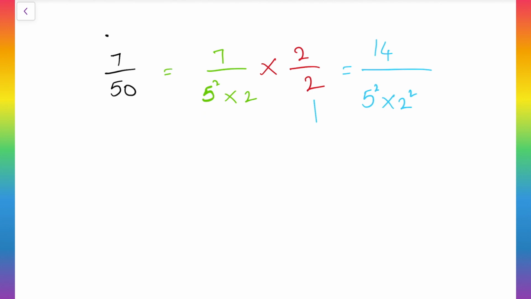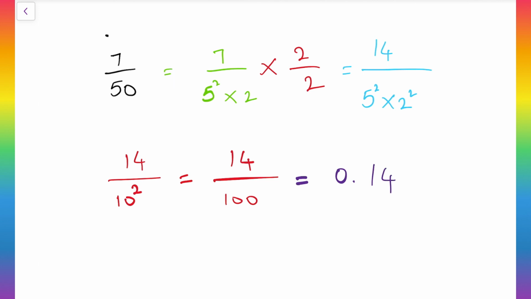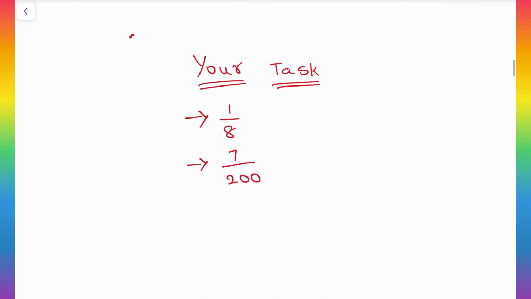So if we simplify this, 14 divided by 5 square into 2 square, it is 10 square. That is 14 by 10 square. 10 tens are 100. What is the value of 14 divided by 100? It is 0.14. Now find out the decimal for these two numbers without actual division.